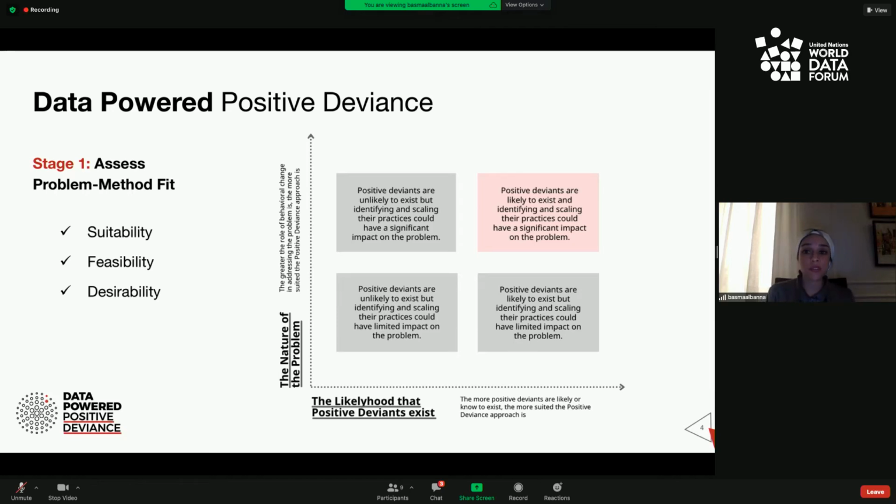The last point, which is the desirability, you need to ensure that this method is not creating harm to anyone or any stakeholder in this problem. And here we're talking about the positive deviants, the non-positive deviants, and the community at large. Are positive deviants willing to scale their practices? Wouldn't they fear losing a competitive advantage? Are there any negative unintended consequences from this application? If we scale a certain practice, are we depleting a certain resource that only positive deviants were aware of? So we have to take into consideration all of those aspects.